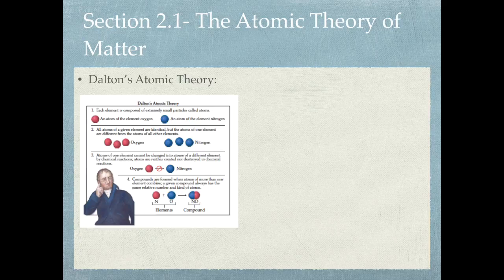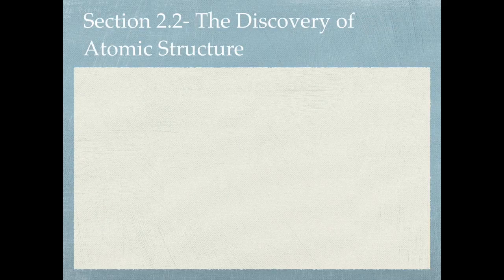So for example, if you take nitrogen and oxygen and combine them together, you will get NO. And that compound, for example, nitrogen monoxide, is going to always have the same relative number and kind of atoms. So nitrogen monoxide will always have 1 nitrogen and 1 oxygen. So a lot of this we've accepted. We don't even consider that at some point, scientists didn't know this.